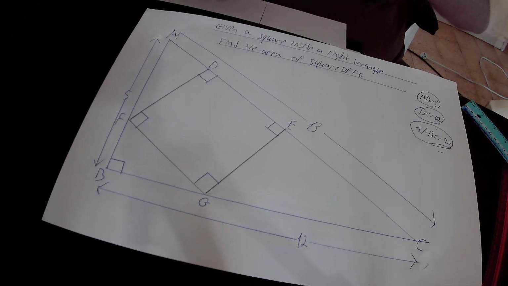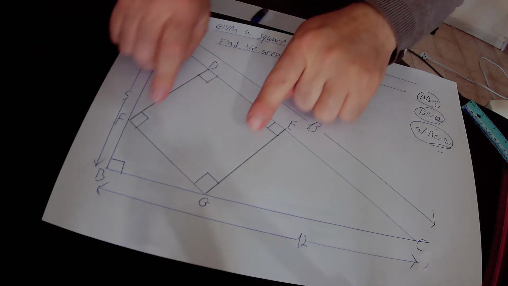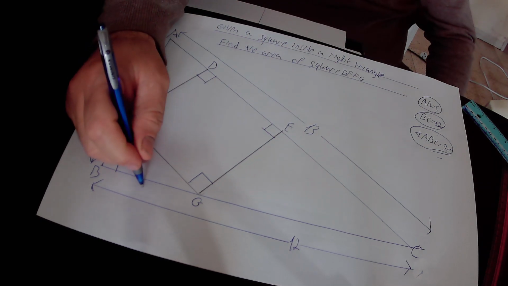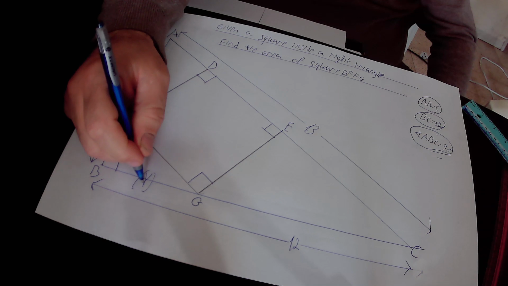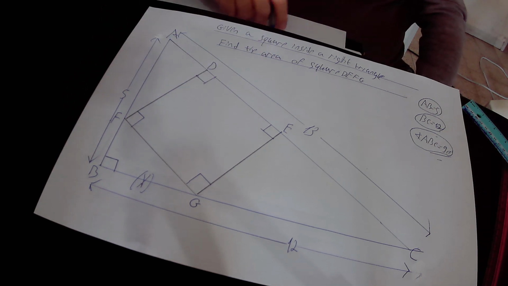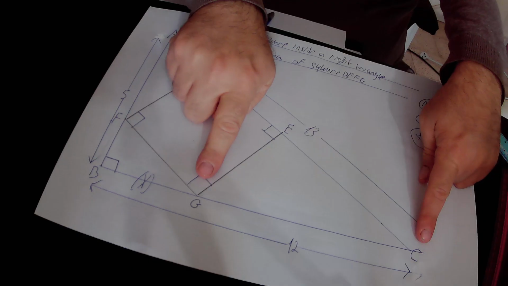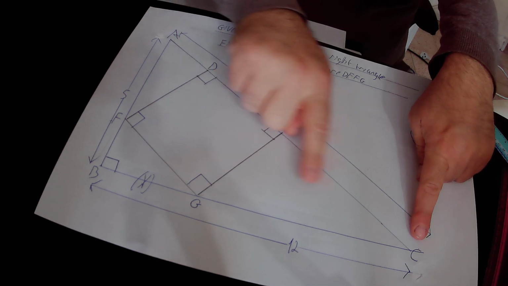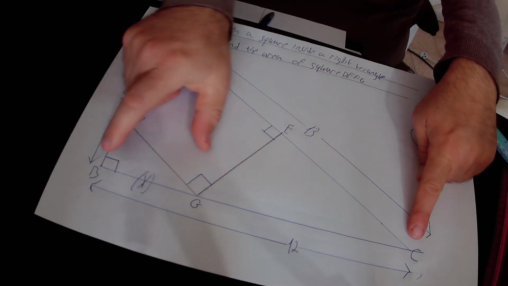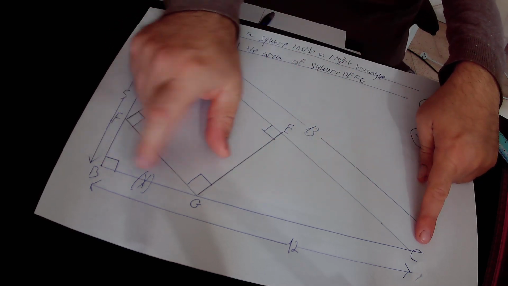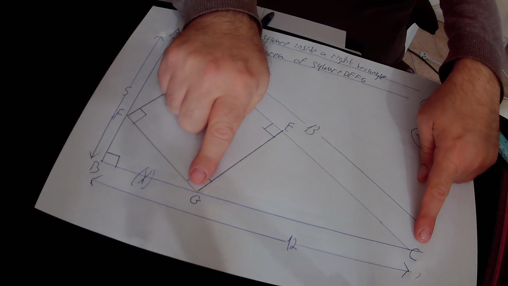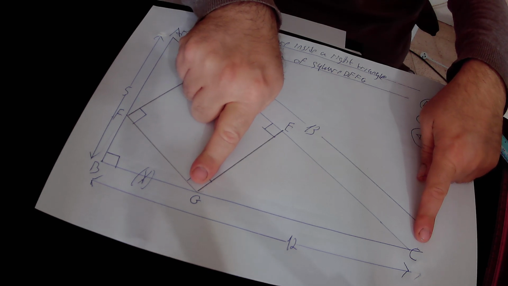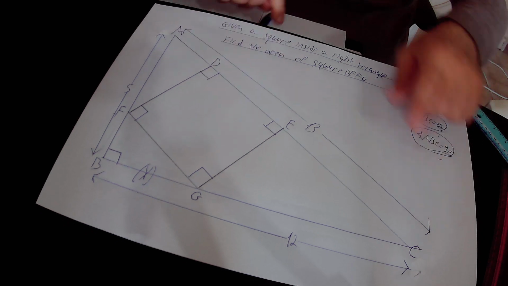In the next step, we define the length of this line segment BG as X. So what is the length of line segment GC? From the drawing, it is very easy to see that GC equals BC minus BG. So GC equals BC, that is 12, minus BG, that is X. So in total, GC equals 12 minus X.